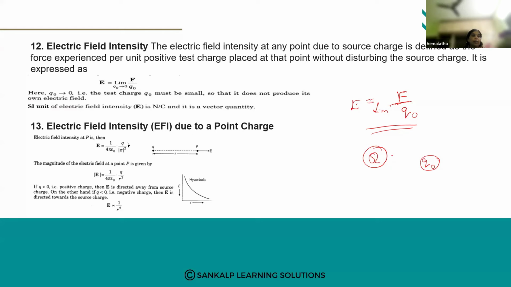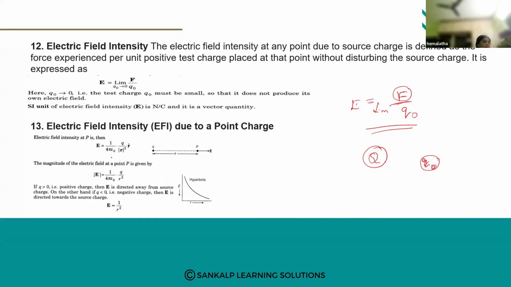So the intensity depends upon the distance and the force acting between the two charges, divided by what? Divided by the Q naught value. That is the intensity of the electric field. Electric field intensity due to a point charge.